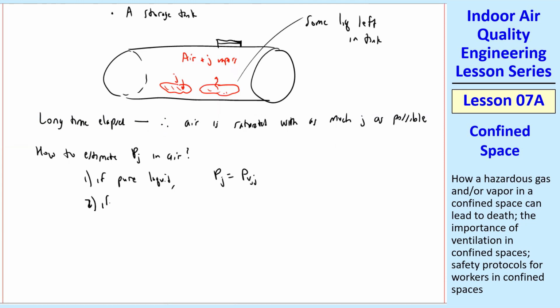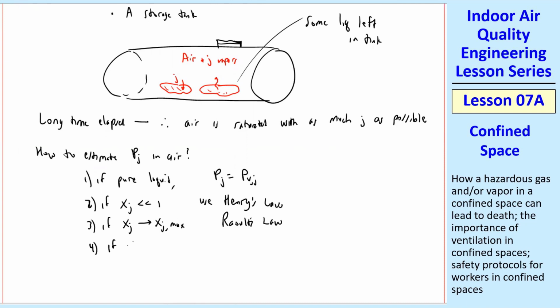Number two, if it's not a pure liquid, but XJ is very small, then we use Henry's law. If it's not a pure liquid, but XJ is close to its maximum solubility in the water, then you use Raoult's law. And if XJ is in between, you need a table or plot or some kind of equation, a curve fit, to get that amount.